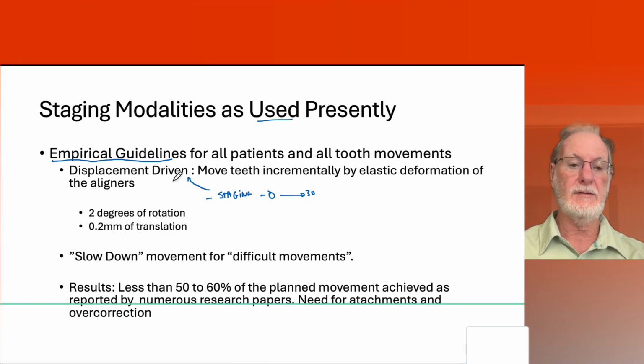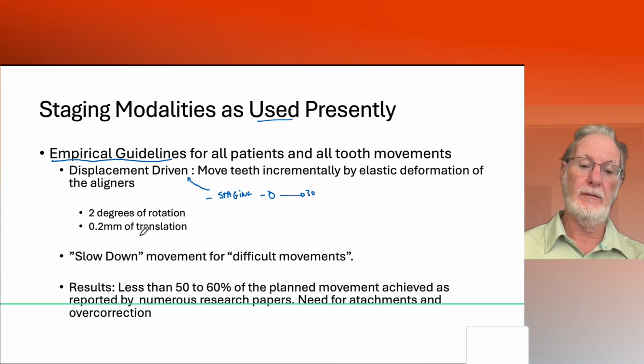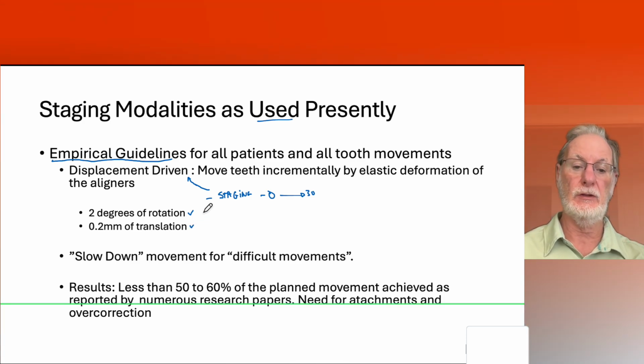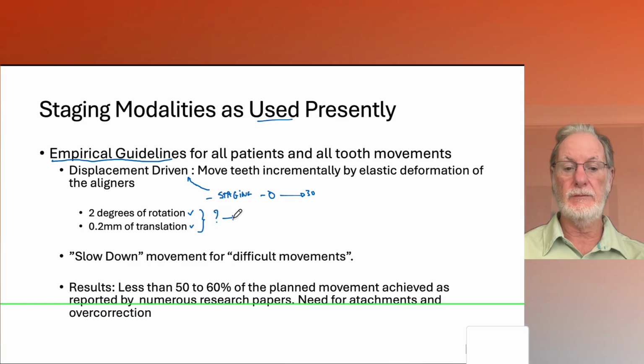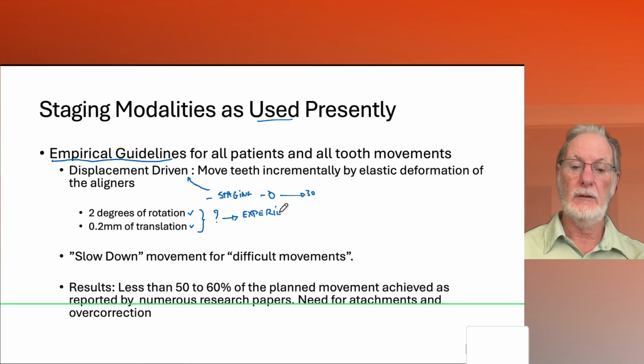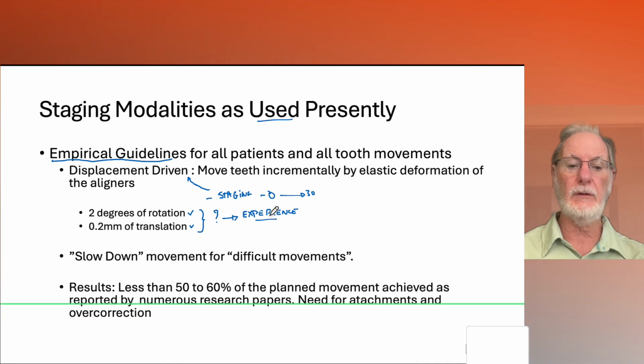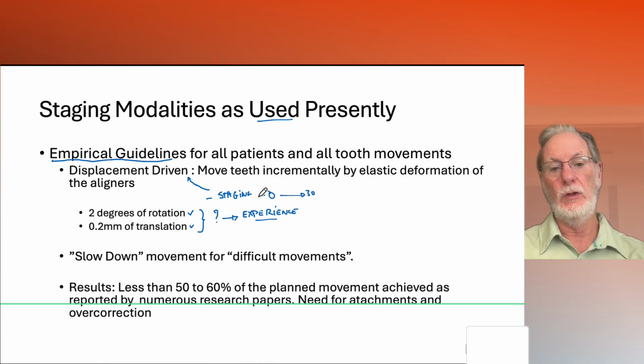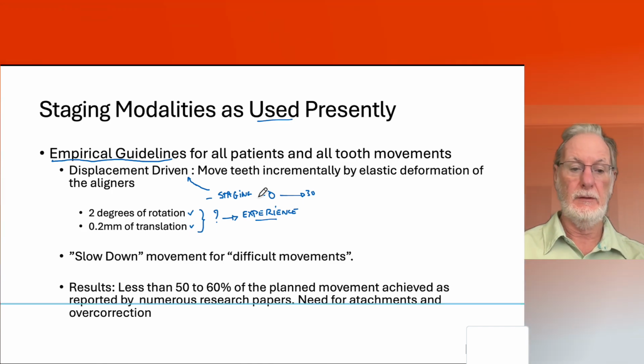And why do I say empirical? Because you look at the guidelines of the companies, they'll tell you, well, you use 2 degrees of rotation per stage and 0.2 millimeters of translation per stage. Why? Because experience-based orthodontists have looked at the concepts and said, if I go below that, it's not really efficient, I need too many aligners, and if I go above that, the thermoformed aligners will not function, and I will be over the elastic limit and will get no movement and need to refine the treatment.